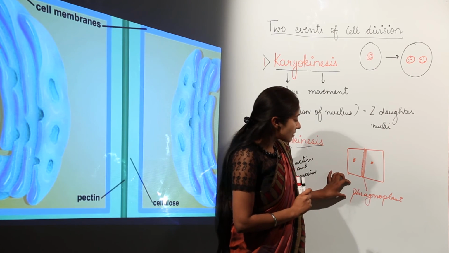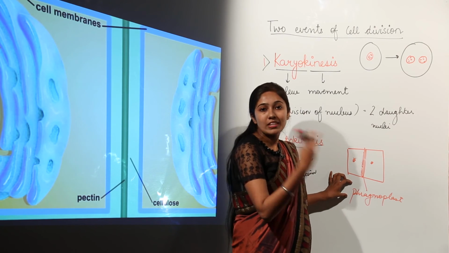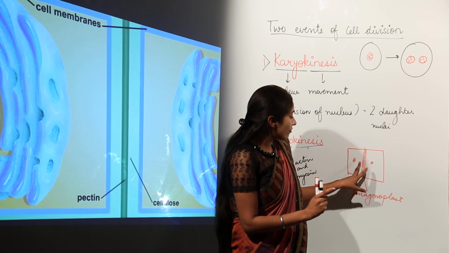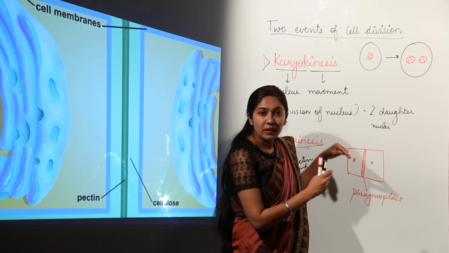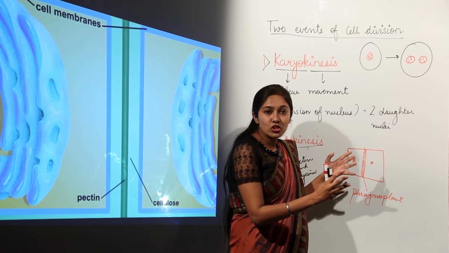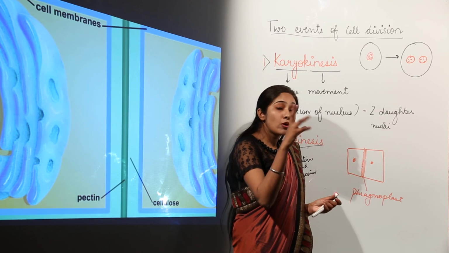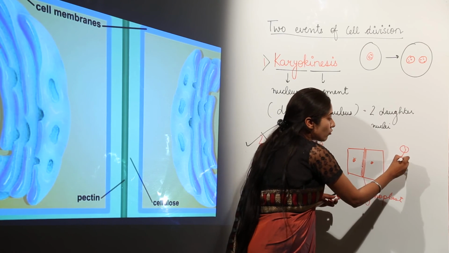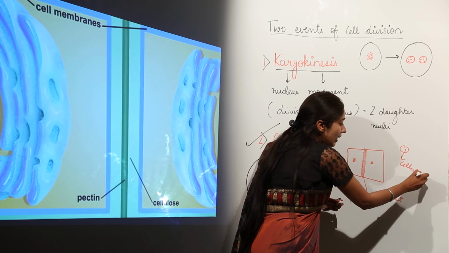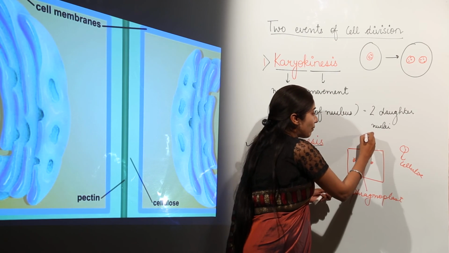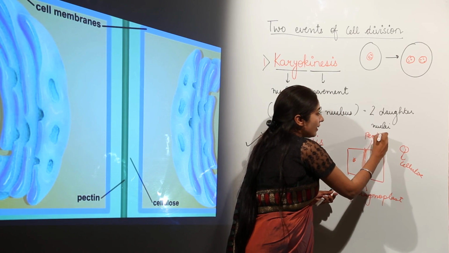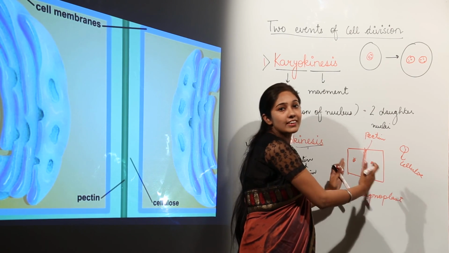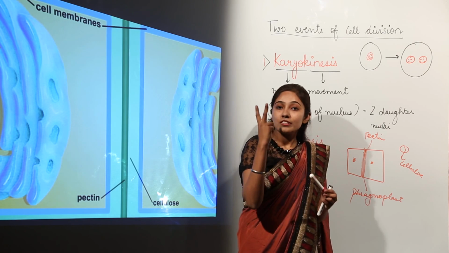This phragmoplast is formed as a result of release of vesicles from which apparatus? From Golgi apparatus, remember. So eventually there is formation of cell plate, and then cellulose deposition and pectin deposition. From where is the cellulose coming? The vesicles which were released from Golgi apparatus, they contain what? They contain cellulose. They release cellulose in the center, they release pectin, and then eventually two different cell walls are formed which divide that plant cell into two different cells.